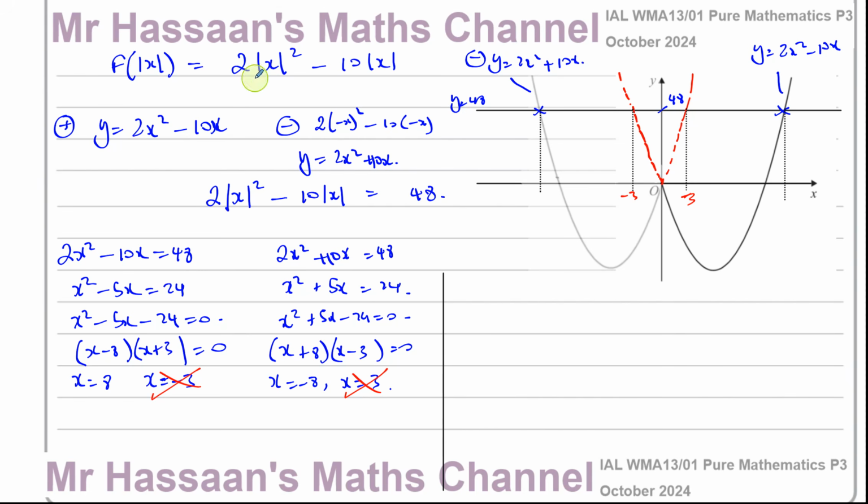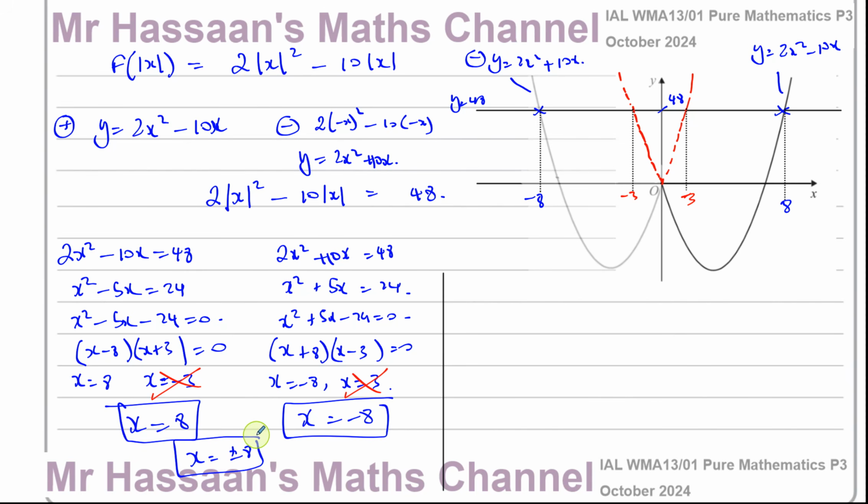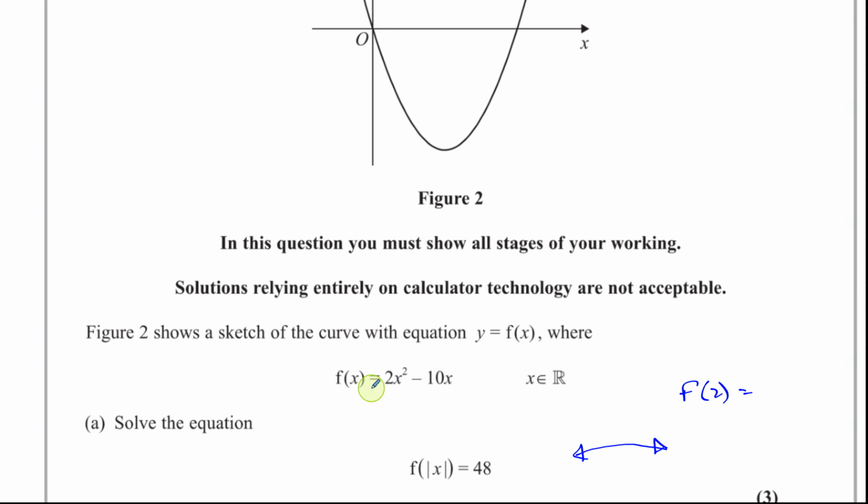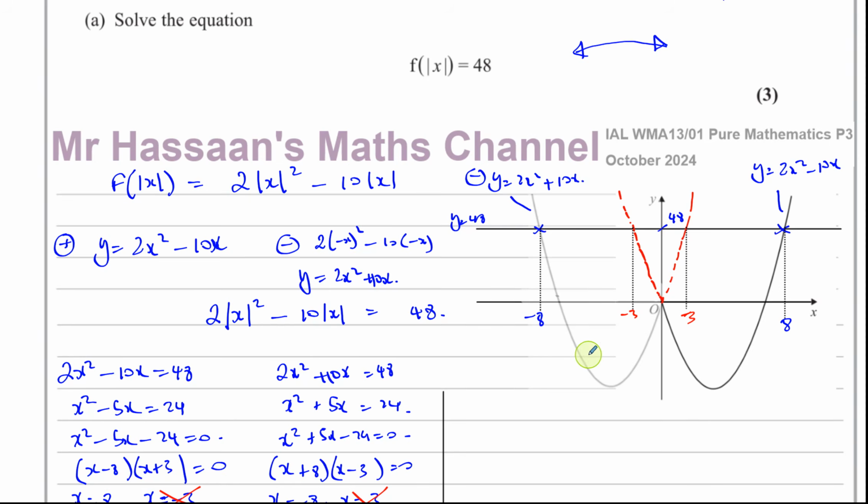So we can see graphically that we have negative 8 and positive 8. These are the actual solutions. Okay, so we can say x equals 8 and x equals negative 8. Those are the 2 answers. We can write them together if you want as x equals plus or minus 8. Those are the solutions to this equation. That's how we solve the equation.